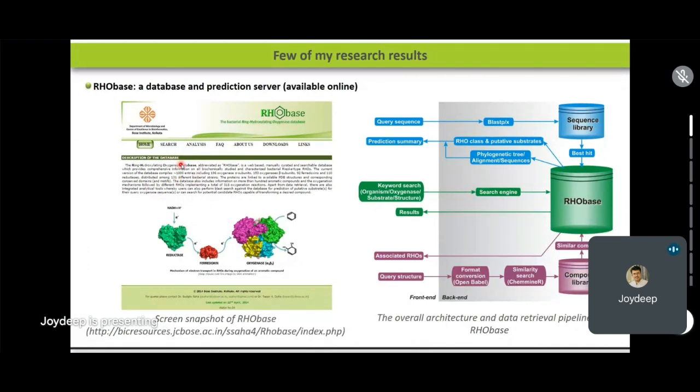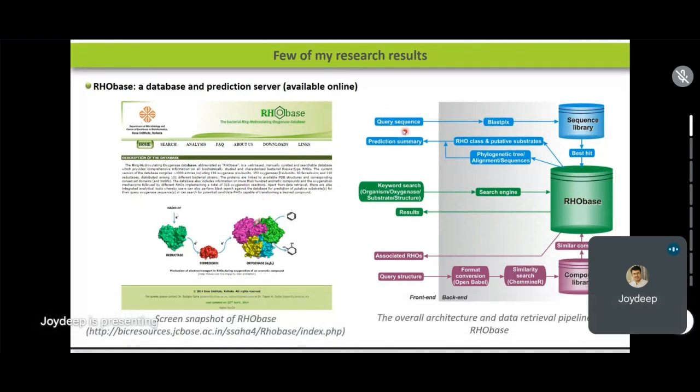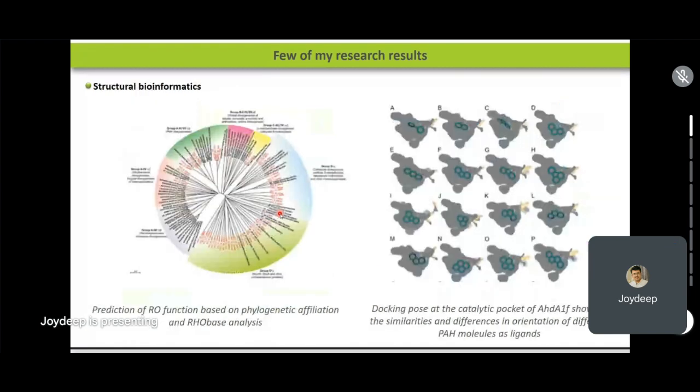For example, if you have a chemical structure, you can go to the database and draw the structure in the analysis module, and the database will give you the possible ring-hydroxylating oxygenase which can degrade the compound. Or else, if you have the gene sequence or the protein sequence, you can put that sequence here, and it will give the structure of the compounds which the particular protein might degrade. So this is how the database works.